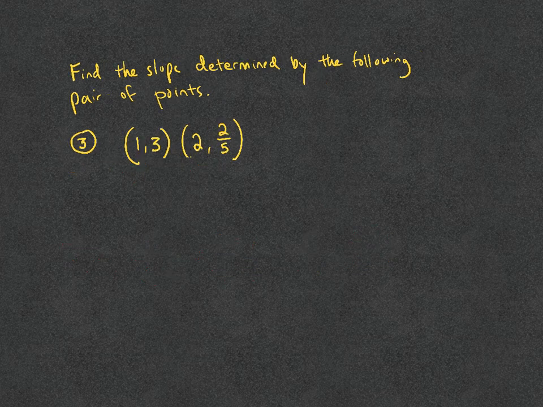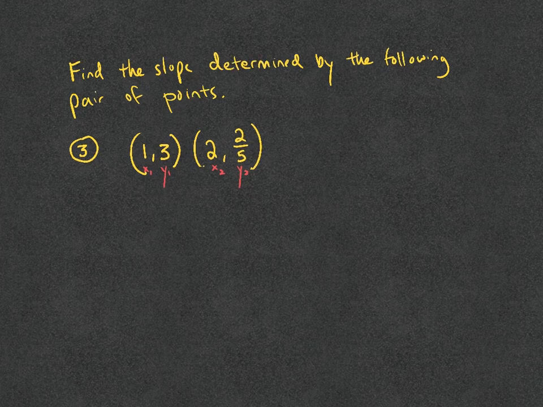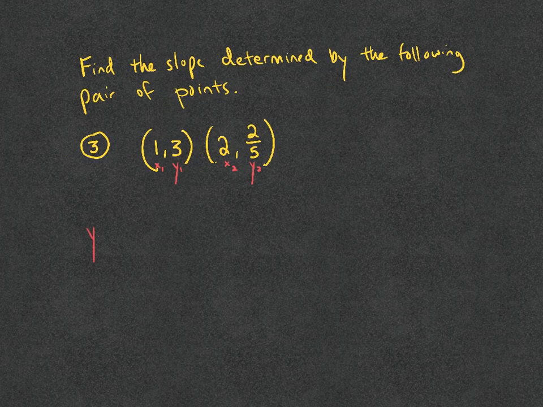Doing the same thing, find the slope determined by the following pair of points. We've got 1, 3, and 2, 2/5. So we've got our x and y, our x and y. We'll call this the first pair. This one the second pair. So going through the same steps, y2 minus y1 over x2 minus x1.